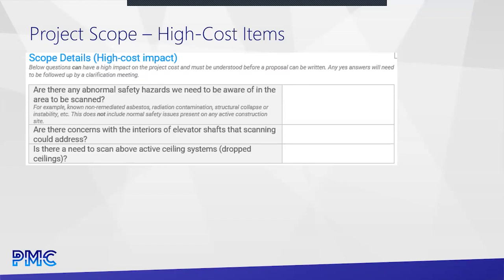And then lastly, probably the most common high cost impact is active ceiling or drop ceilings. If you need us to scan above those, what it boils down to is that for every 1 hour of basic floor level scanning, to cover that same area above drop ceiling, you can expect an additional 2.5 hours on site.